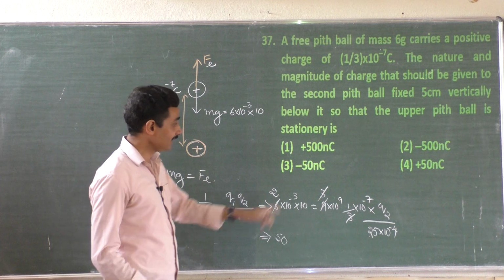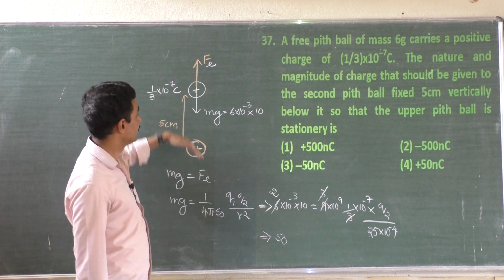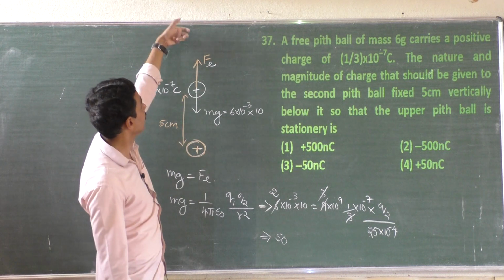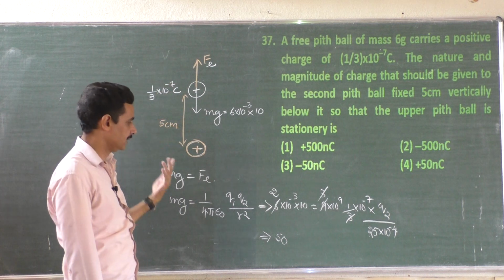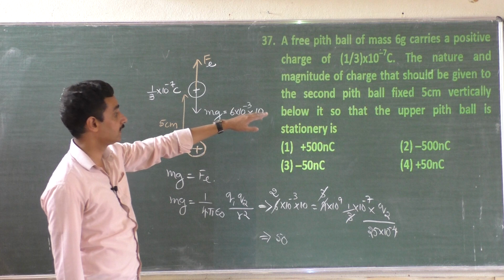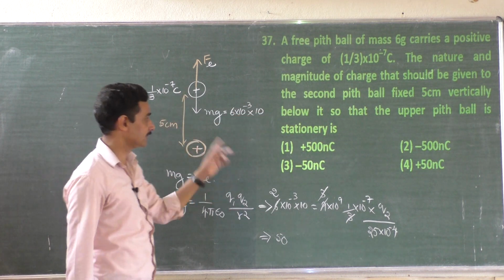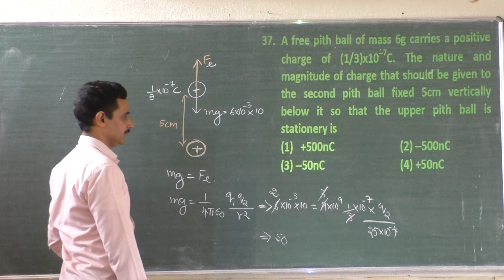And the minus you can delete, because if this is given minus, that will be attracted. Suppose this is here and this is here, this should be given minus so that it attracts against gravity. But now the other charge is kept vertically below, so this should be given plus and this should be given plus. So plus is the answer, either 500 or 50.